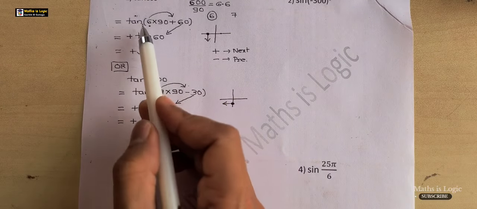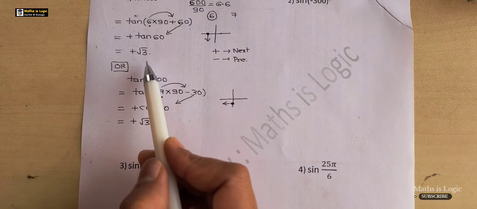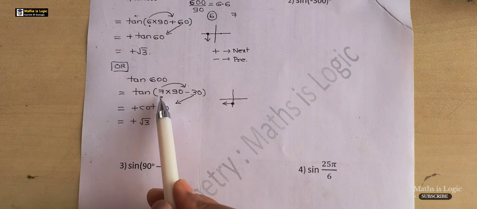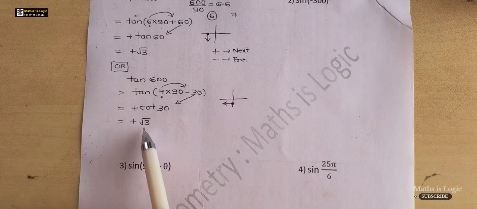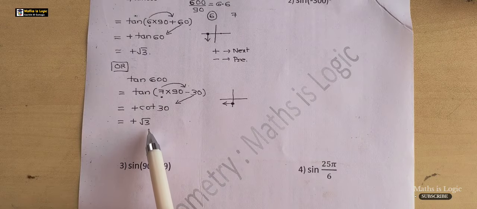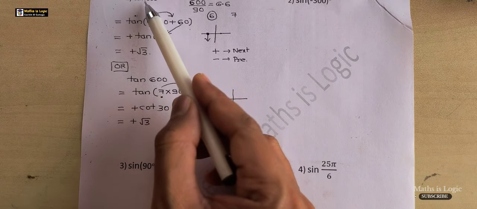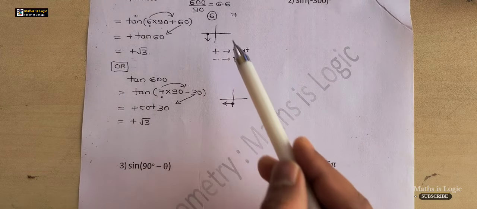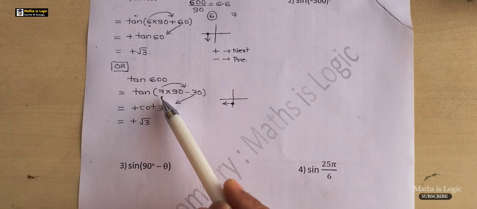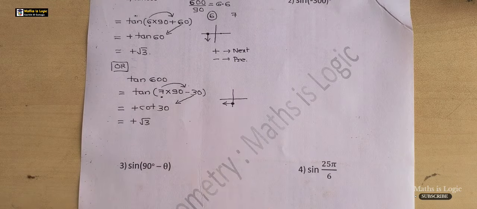Now you can see, if you take the even number, the final answer is plus root 3. If you take the odd number also, the final answer becomes plus root 3. Therefore this allied angle example can be solved by taking an even number, as well as by taking an odd number also.